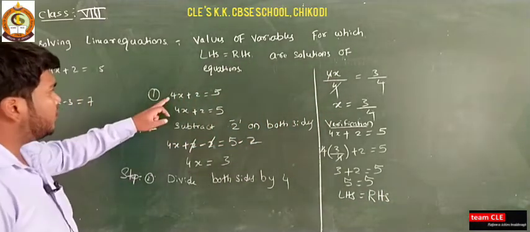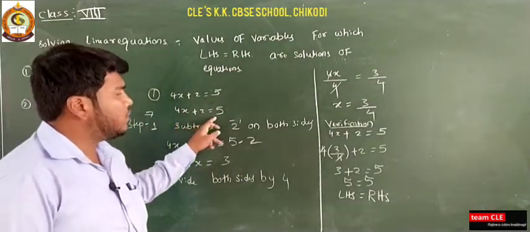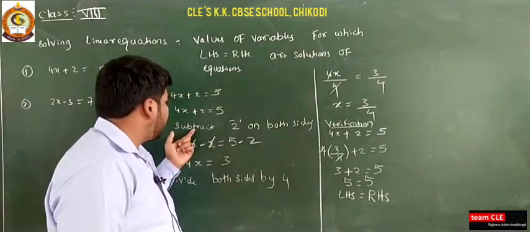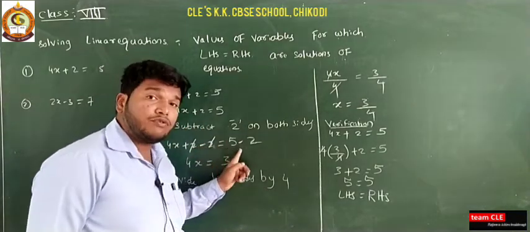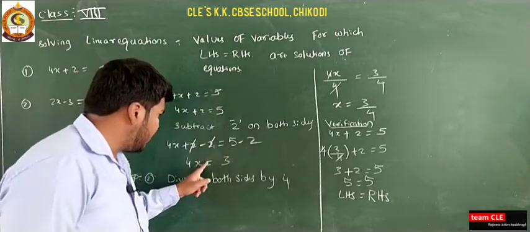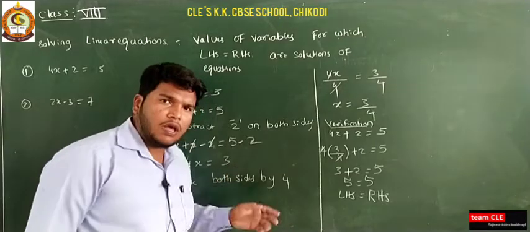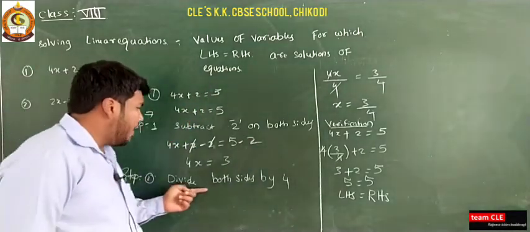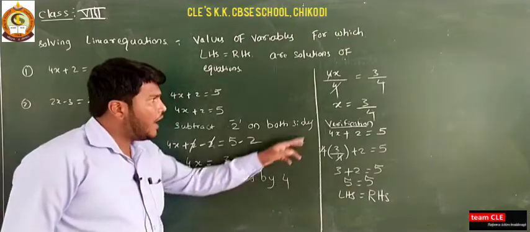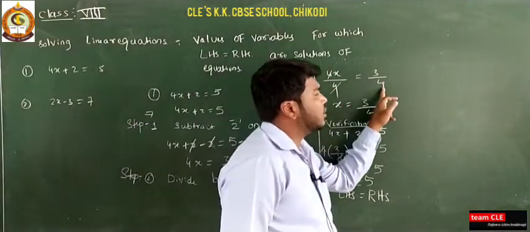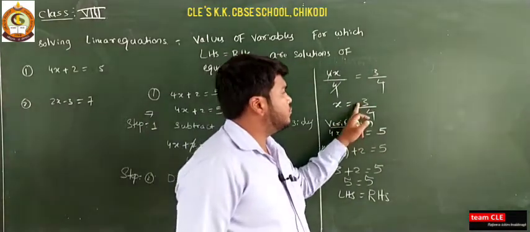Let me recap. Find the solution of 4x plus 2 equals 5. First write the given thing. First step, subtract 2 on both sides: 4x plus 2 minus 2 equals 5 minus 2, plus 2 minus 2 get cancelled. Remaining is 4x equals 5 minus 2, which equals 3. Second step, divide both sides by 4. I have divided 4x by 4 equals 3 by 4. 4 gets cancelled, remaining is x. x equals 3 by 4.